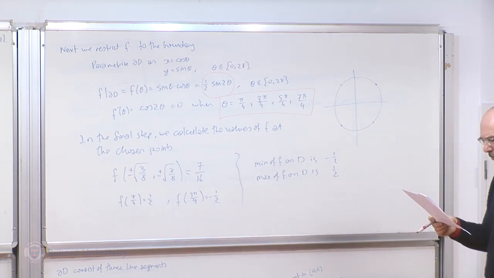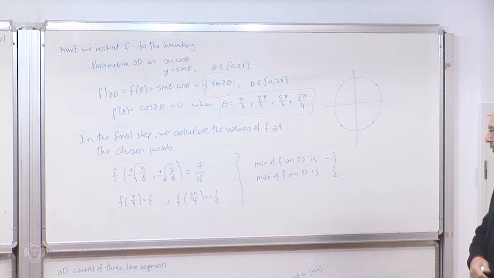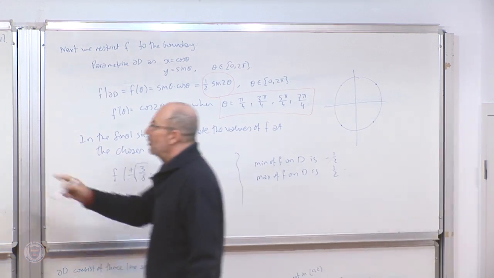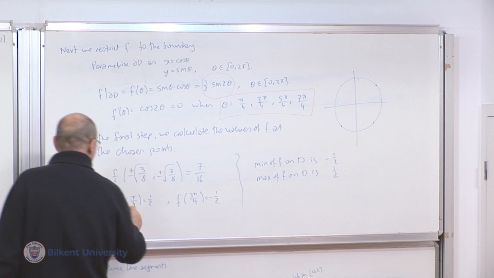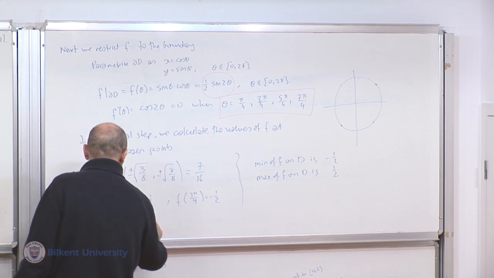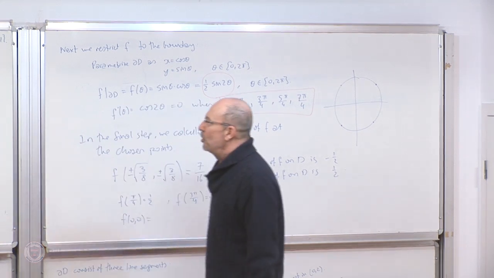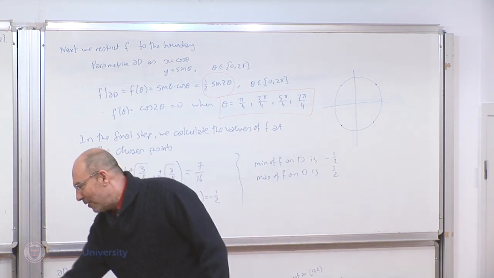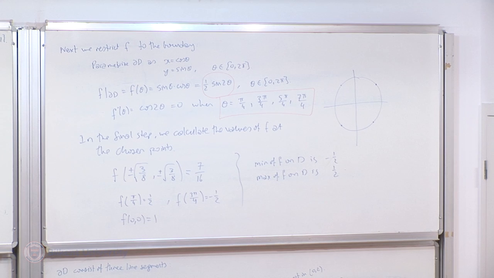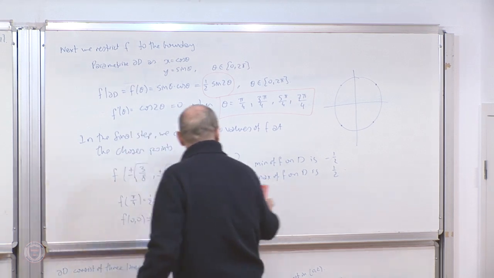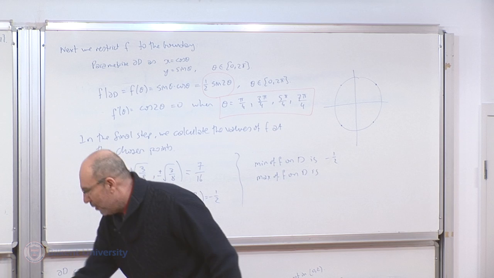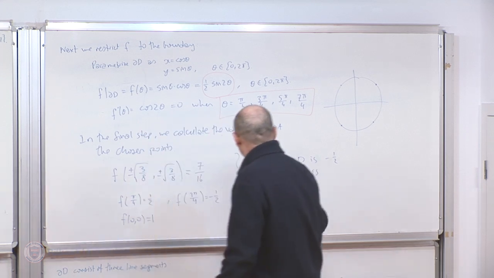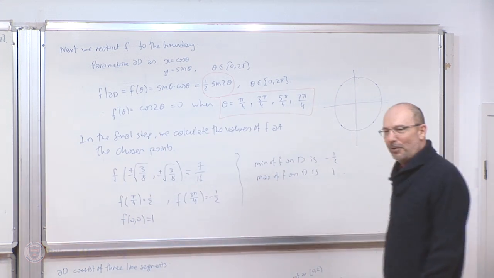Okay. We missed one critical point. Okay, so we missed this one. F of 0, 0. So when we put 0, 0, we get 1, right? We get 1. So it turns out that I have to change my conclusion. Okay, so this is 1. So the maximum is now 1.